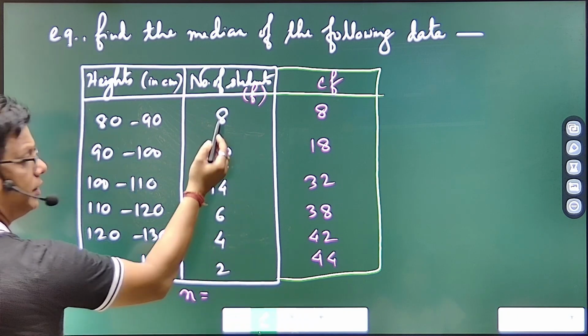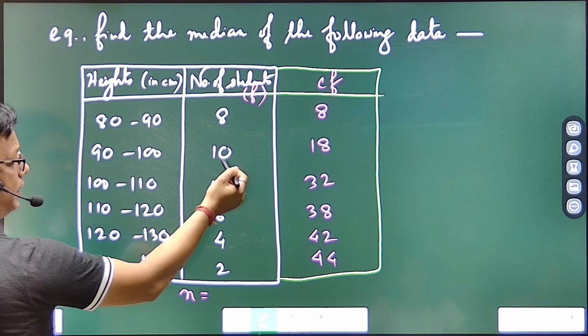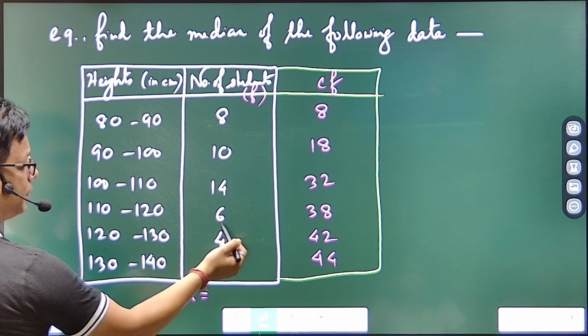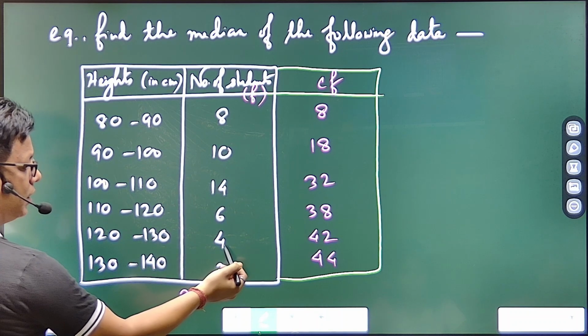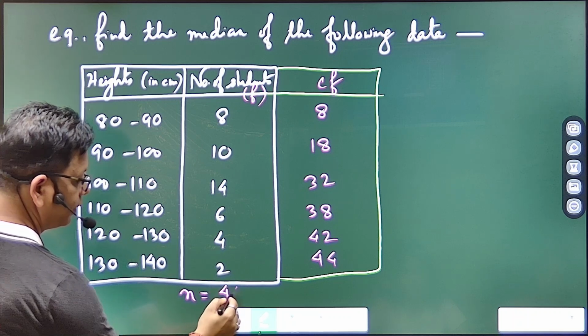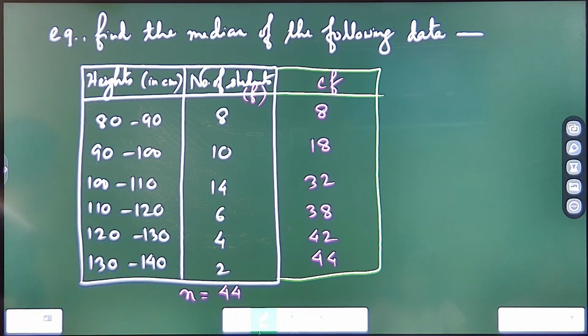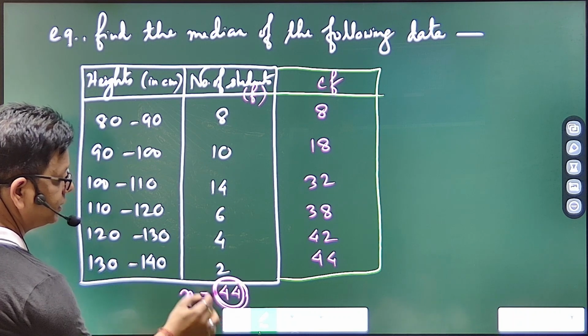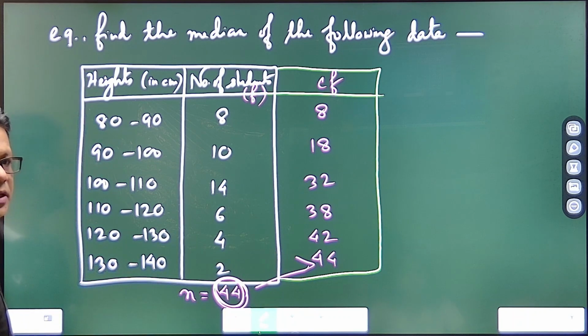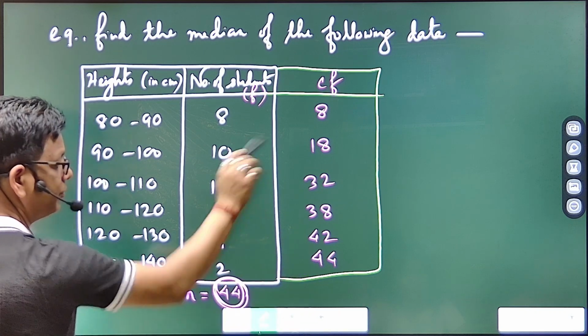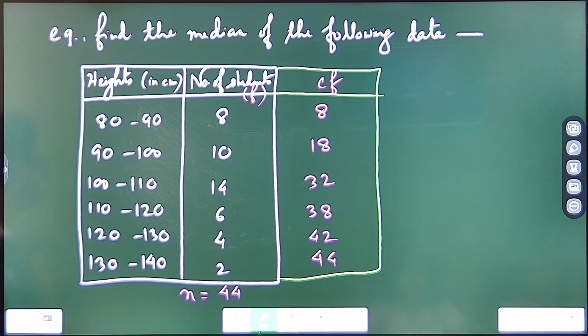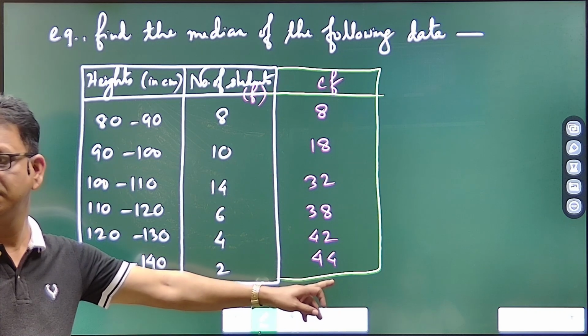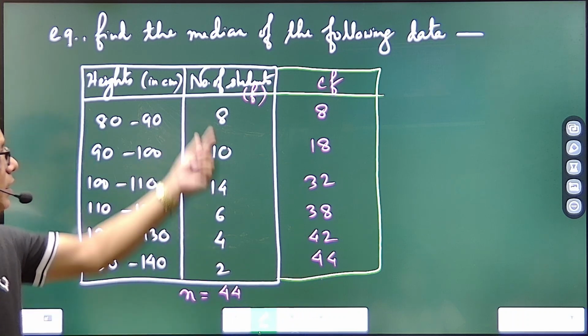So, if you add it, you check it once. 8 plus 10, 18, plus 14, 32, plus 6, 38, plus 4, 42, plus 2, 44. Could you see a pattern here? The pattern means whatever the total of all these frequencies, this is just the last number. If it doesn't come, you will understand somewhere in calculation you made some mistake. So, the last number here should be the total of the frequencies.